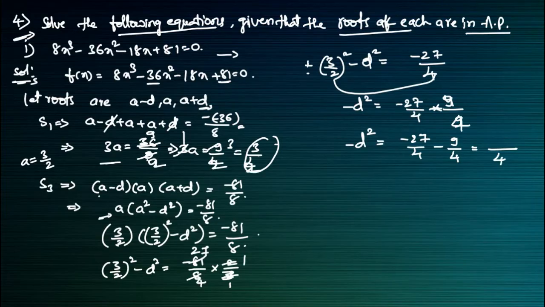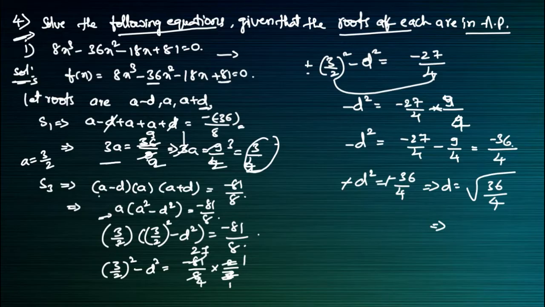How much is that here? 36, minus 36, okay. So here minus d square is equal to minus 36 divided by 4 now, so minus minus will get cancelled, and from this d is equal to the square root of 36 divided by 4.